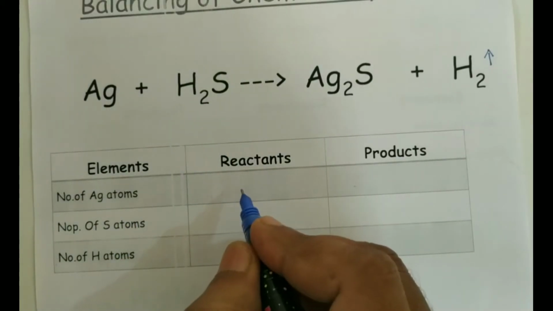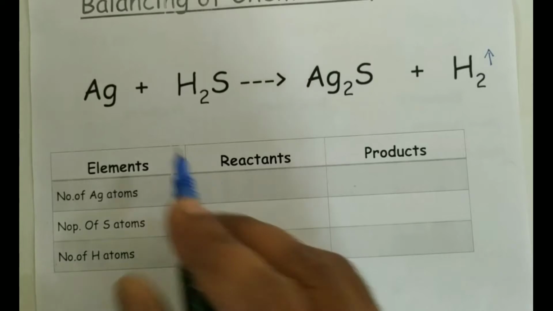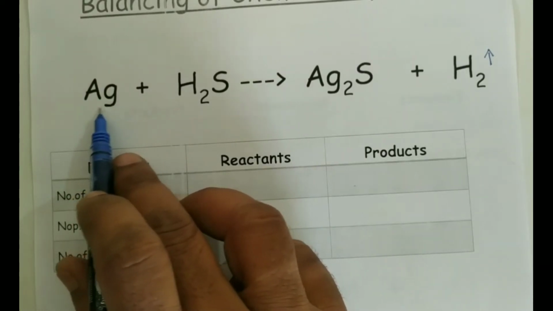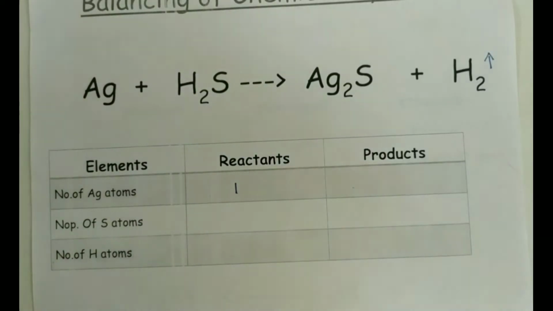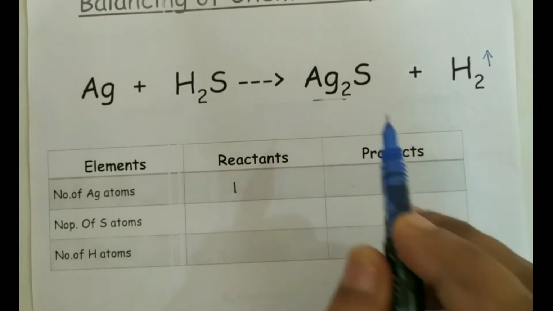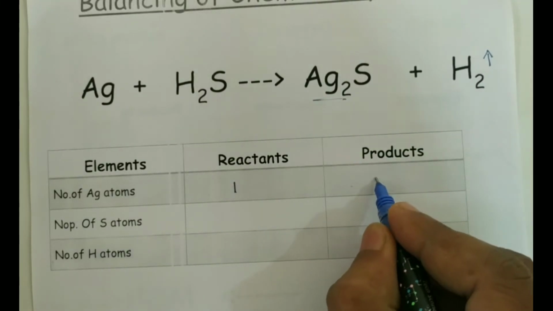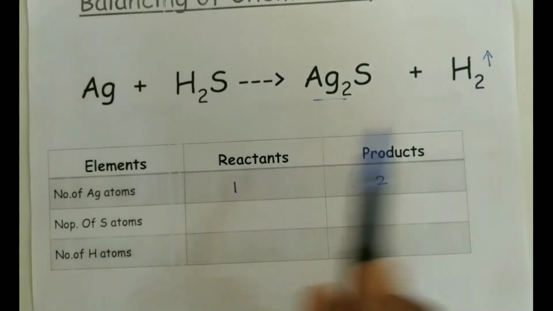Now we will write the number of Ag atoms. Ag means silver atom at the reactant side. What is the number of Ag at the reactant side? Yes, it is correct, it's 1. Whereas at the product side, what is the number of Ag? Yes, you are correct, it is 2. That means Ag is not balanced.